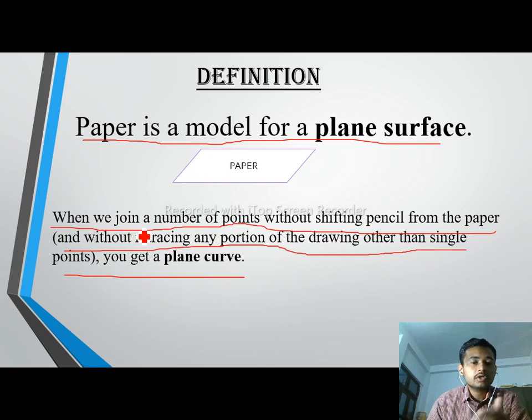Meaning when we join a number of points, like here we have 1 point, 2, 3 and 4 points. When we join a number of points without shifting the pencil from the paper and without retracing, meaning without getting back to that point in that drawing, then we get a plane curve.